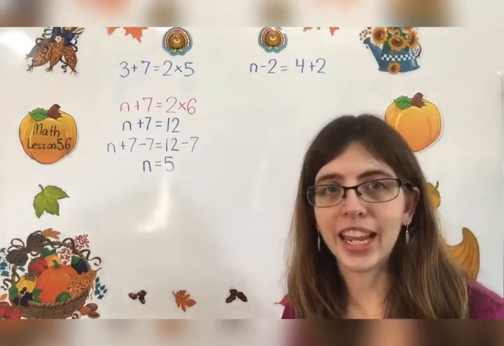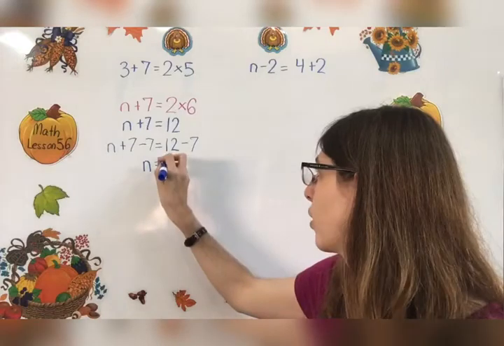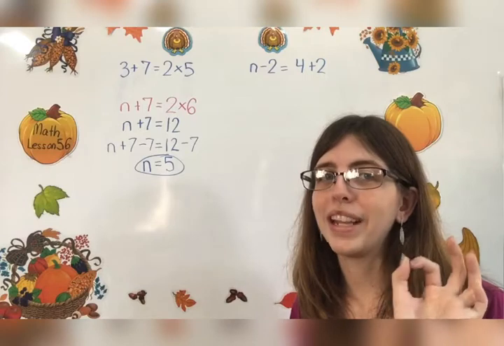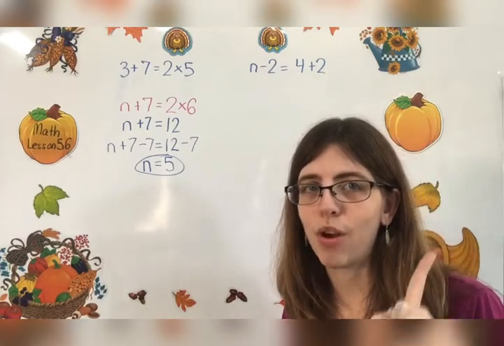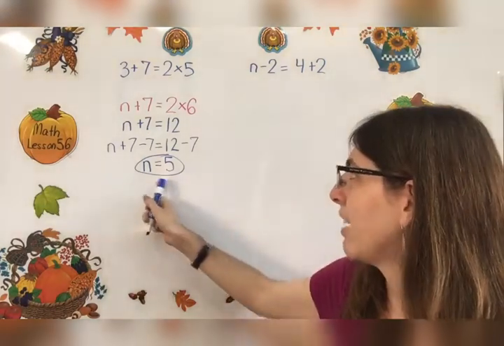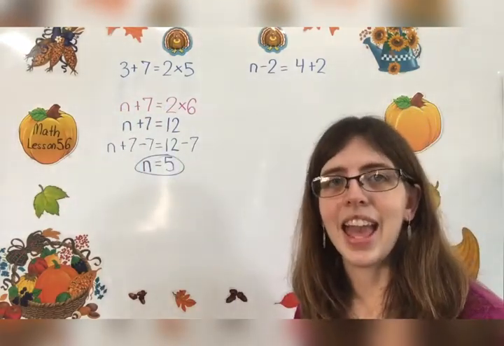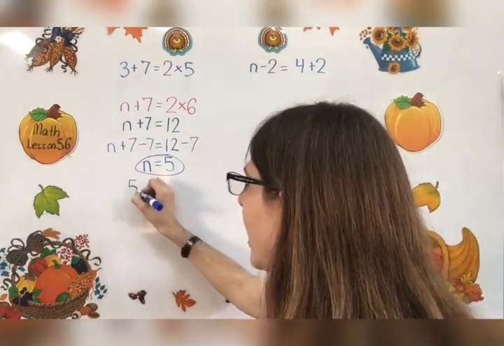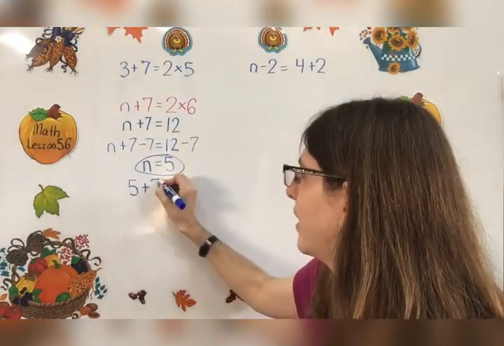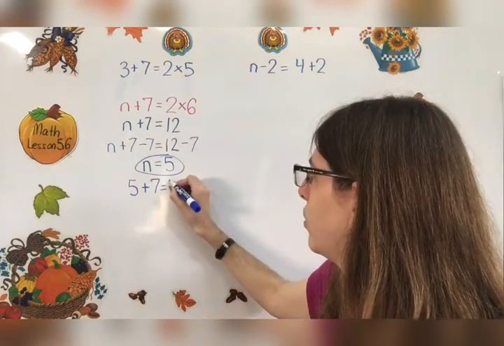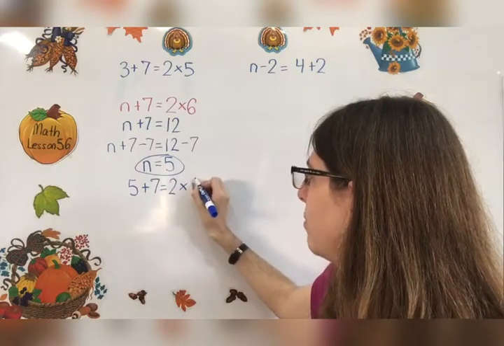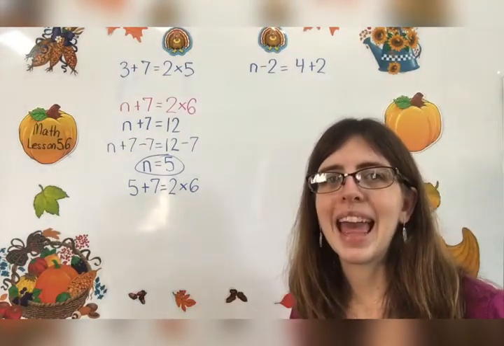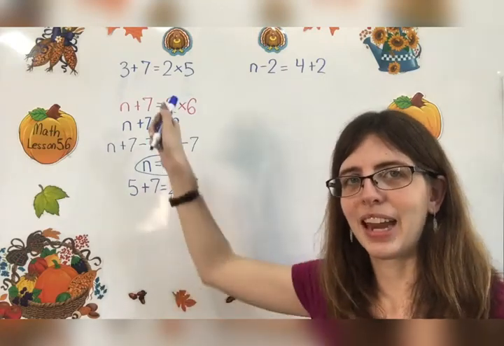Well, I want to check it to make sure that this is the correct answer. How do I check it? This way. And you always have to check these problems. Always, always, always. So I put the 5 in place of the n, and I do my problem again. So instead of n, I have 5 + 7 = 2 × 6. So I rewrite, I escribir de nuevo, mi problema exactamente as I had it before.